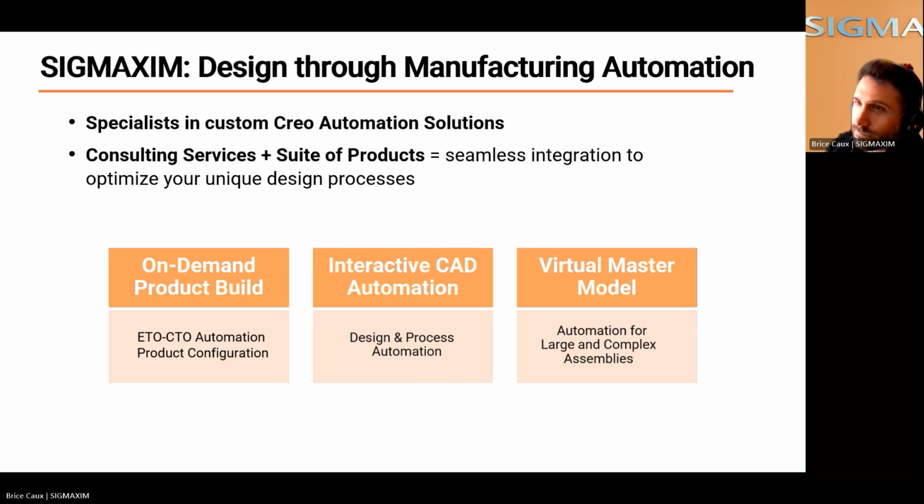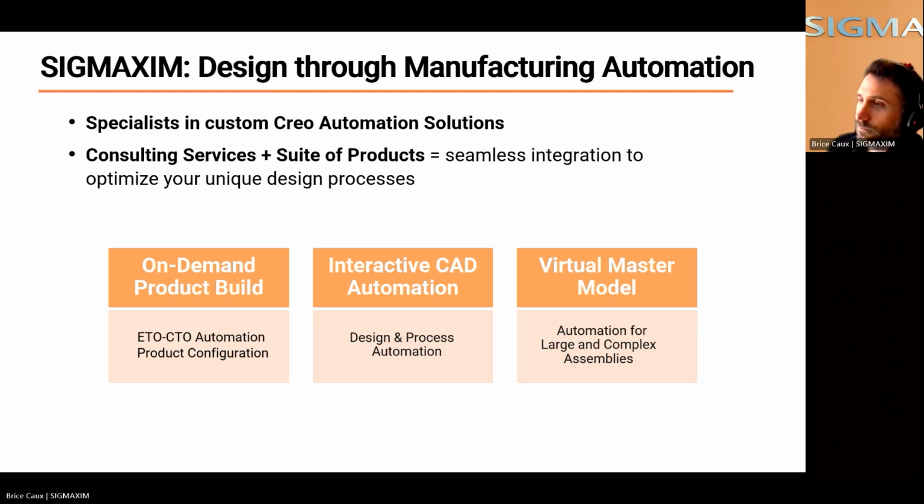Okay, so our methodology, we look at different ways people do automation. We basically can do whatever you want to do with automation, but since people have different requirements, we grouped our practices into different areas. There are some people who do ETO, engineer to order, or CTO, configure to order type automation, and we call that our on-demand product build. We can automatically build products in Creo from inputs without user interaction by following your rules.